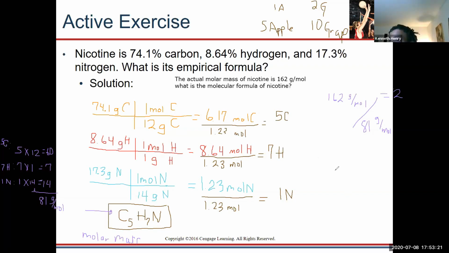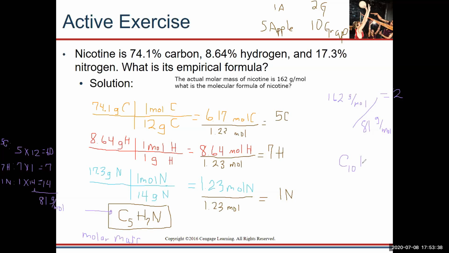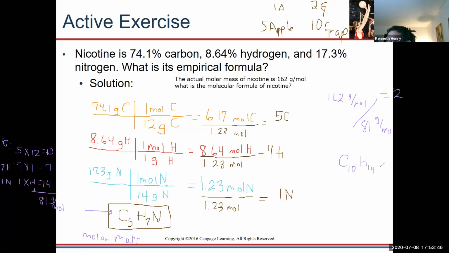Okay, so nicotine's chemical formula would be C, and we multiply that 5 by 2. Then we multiply that 7 by 2. And then we multiply the N by 2. And so this would be the molecular formula, or chemical formula, for nicotine.